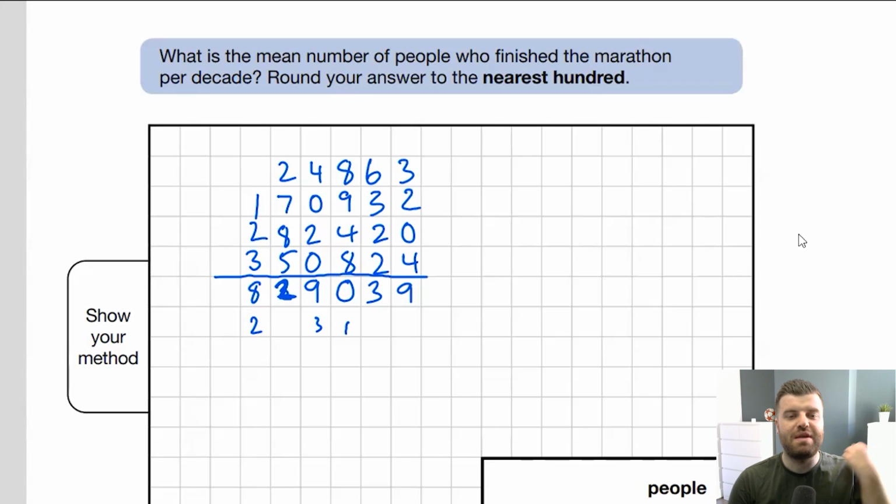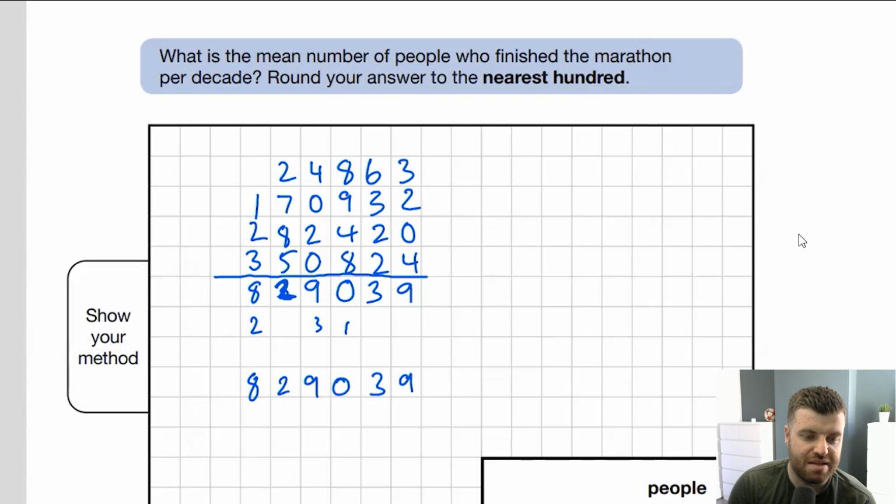So the total number of people who finished is 829,039. We're going to take this, 829,039, and we're going to find the mean. How many numbers did we add up at the top? 1, 2, 3, 4. So we divide by 4.